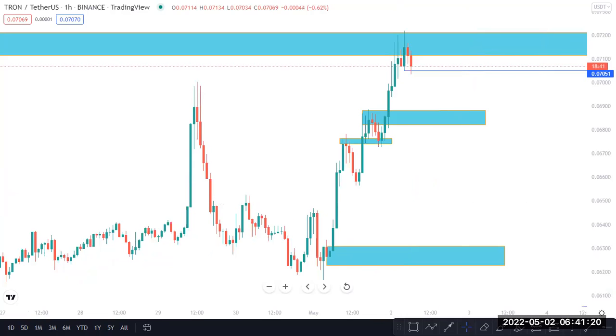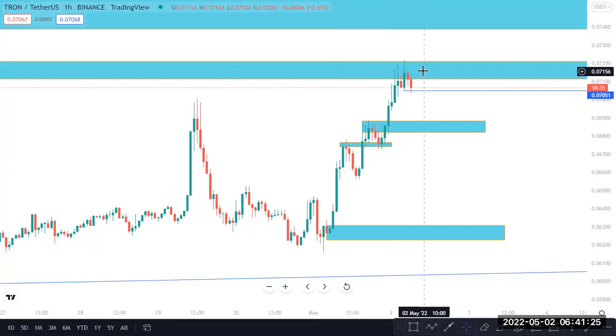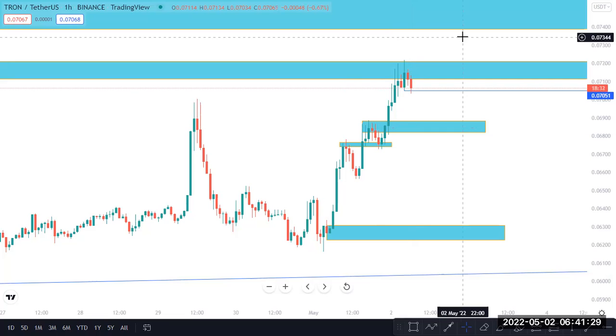Can you draw a trend line here? No, guys, you cannot draw a trend line. You can see how straight this market is. So when it's like this, guys, we don't draw trend lines, but we rather use market structure and demand and supply to analyze those coins.